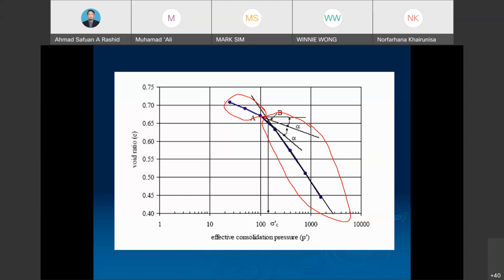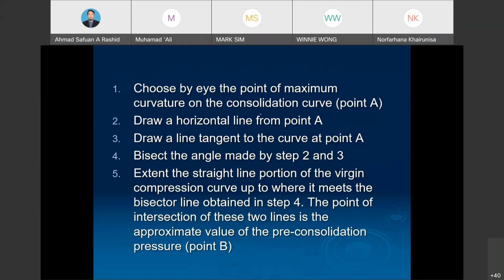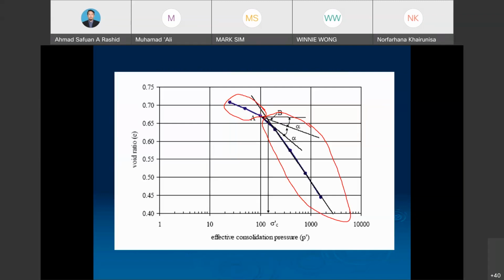It means that the first curve starts to change into the second curve. So we can consider the point of change as the maximum curvature of the first curve, and we call it point A. So this is point A.